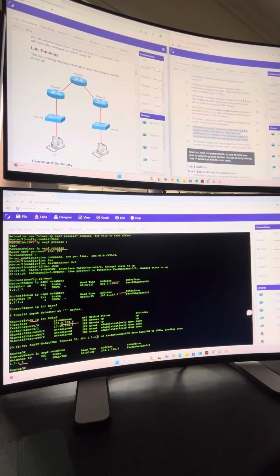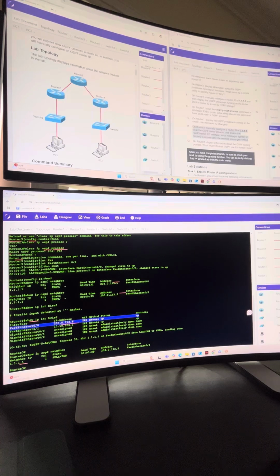We see that we now have an adjacency with router 1, and we can tell that by this IP address, which is the router ID of router 1. And it says, why do we have this? And that is because we enabled the FastEthernet 0/0 interface, which is the connection up to router 1. So now they can communicate via OSPF, and now the adjacency has come up.